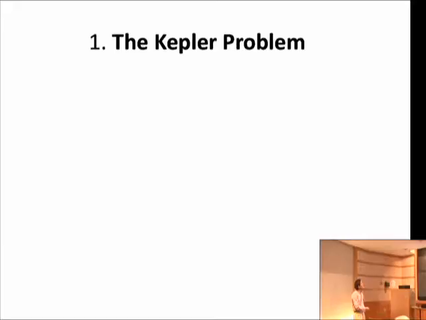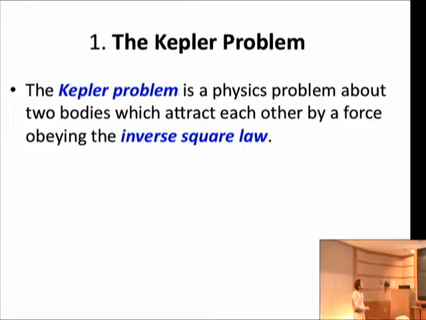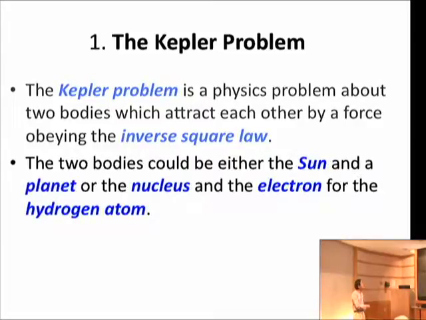Okay, let me talk about the Kepler problem first. As you know, the Kepler problem is a physical problem about two bodies which attract each other by a force obeying the inverse square law. And the two bodies could be either the sun and a planet, or the nucleus and the electron for the hydrogen atom, the simplest atom we have. By the way, the two-body problem can be reduced to the one-body problem. So essentially, it's a one-body problem.